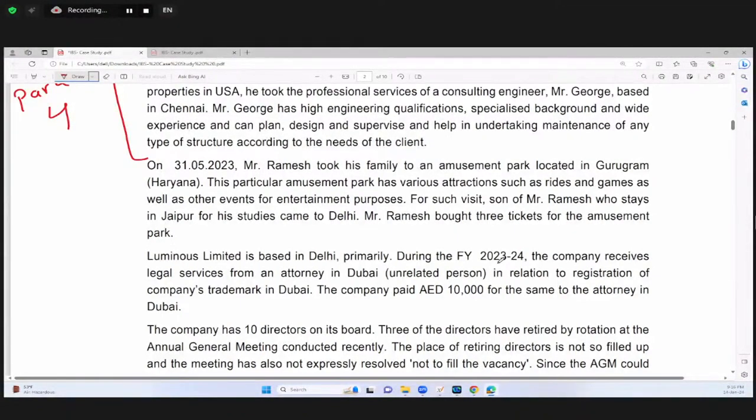Yes, sir. Luminous Limited is based in Delhi primarily. During the financial year 2023-24, the company receives legal services from an attorney in Dubai, an unrelated person, in relation to registration of the company's trademark in Dubai. The company paid AED 10,000 for the same to the attorney in Dubai.